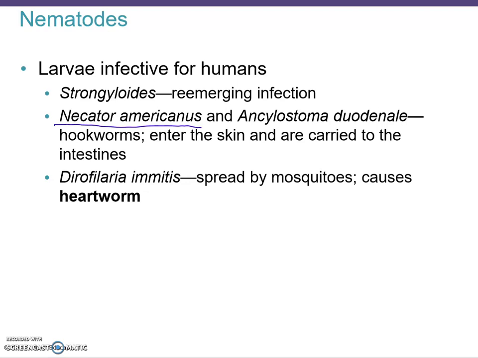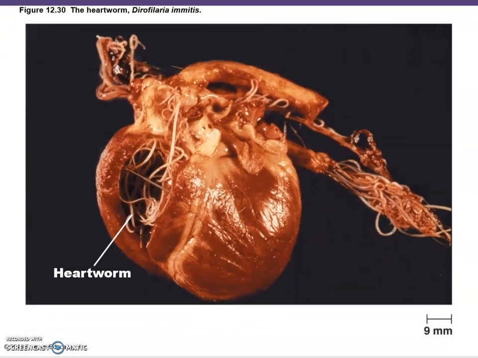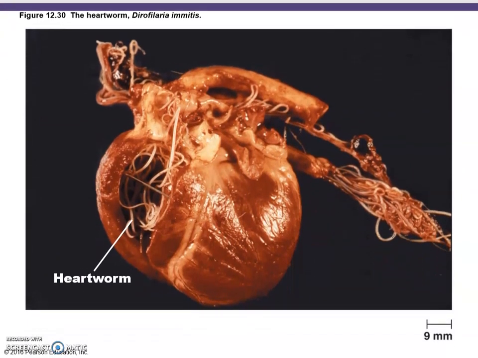In dogs, a lot of times, Dirofilaria immitis, the heartworm. This one is spread by mosquitoes, causes heartworm infection in dogs, typically. So here would be a heart that is full of heartworms right here.